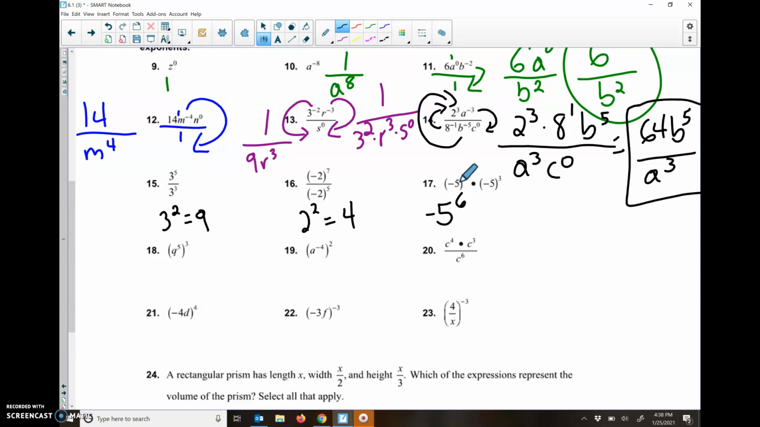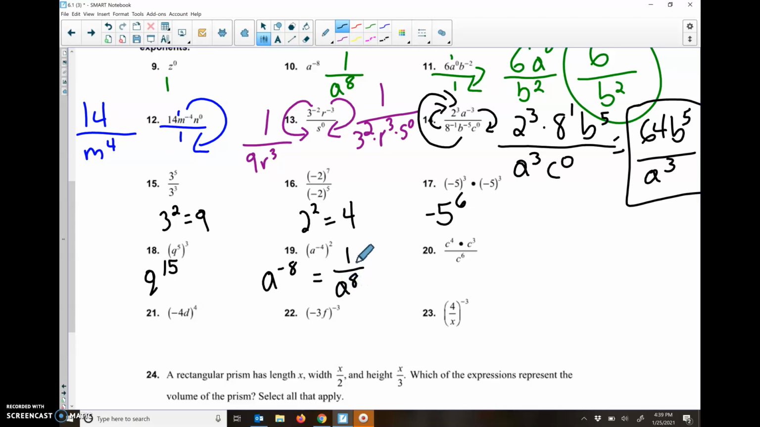Okay, 18 and 19, it looks like we have a power of a power. So that means we're going to multiply those. So 5 times 3 ends up being q to the 15th. Okay, here we have a to the negative fourth times 2. That ends up being a to the negative eighth. But again, now we have a negative exponent. So the opposite of a to the negative eighth is 1 over a to the eighth.